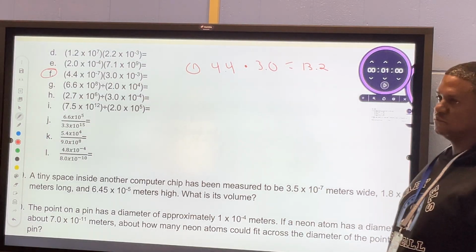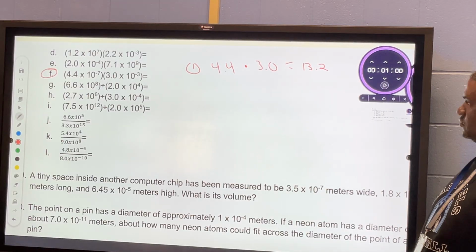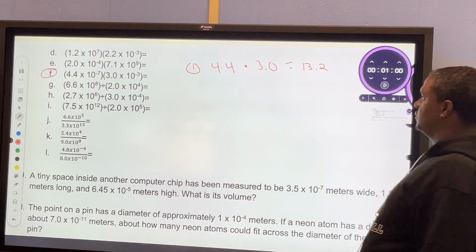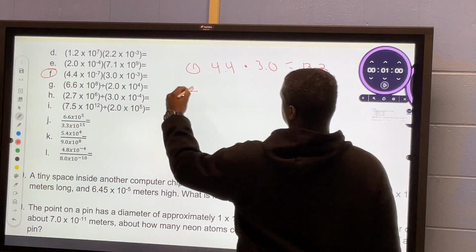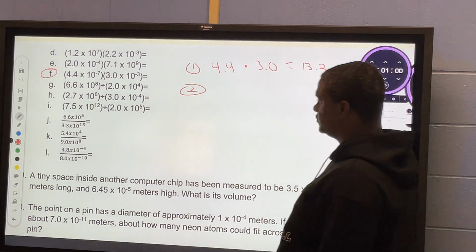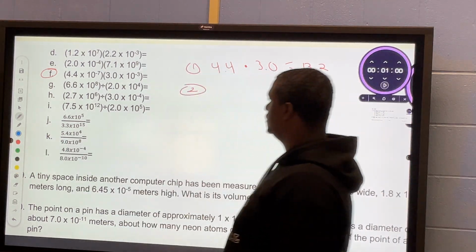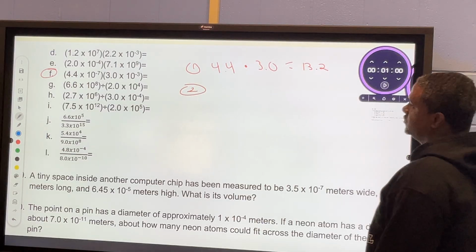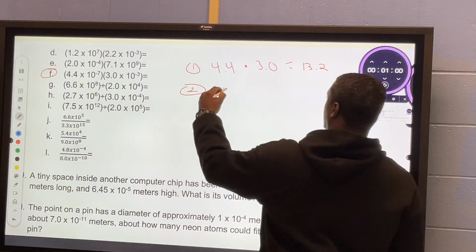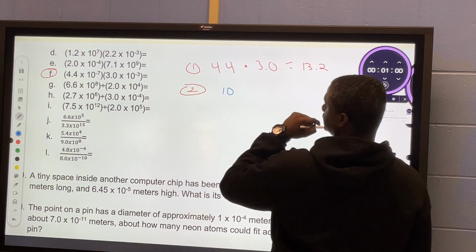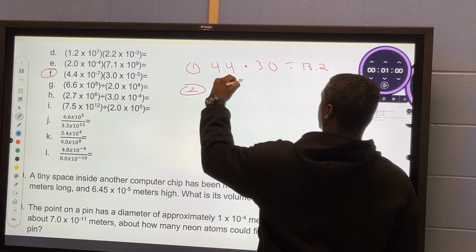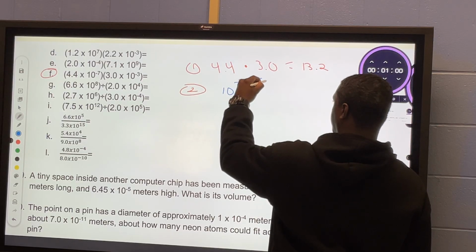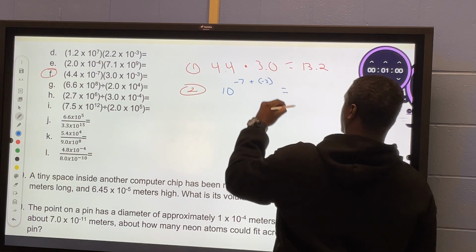Alright, step 2. What's my second step? You add the exponents. What are my exponents? -7 and -3. -7 plus -3 gives you -10.